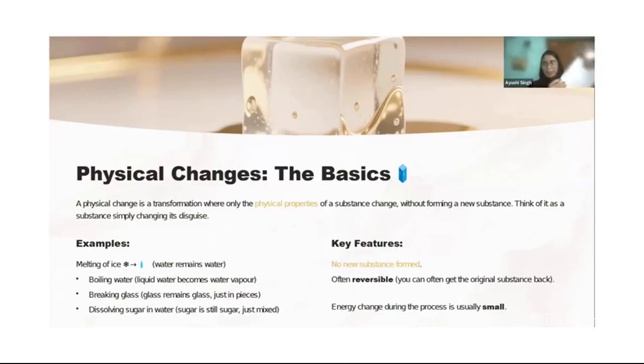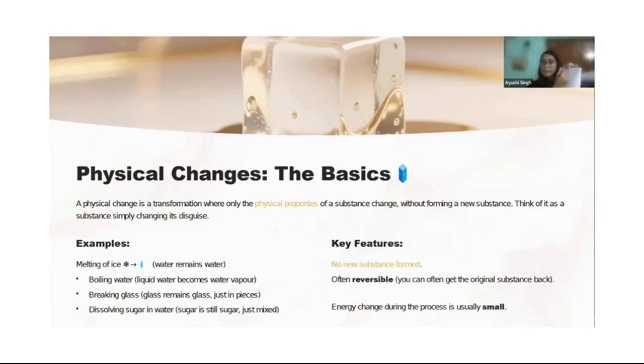If I'm taking this paper, even if you are unable to see, just imagine I'm tearing it, or crumpling it like this. I'm able to make it back into a normal paper, right? If I tear it, maybe I can use tape to join it, but it will still be a paper. Even if I tear it into pieces, it will still be a paper. So no new substance is being formed.